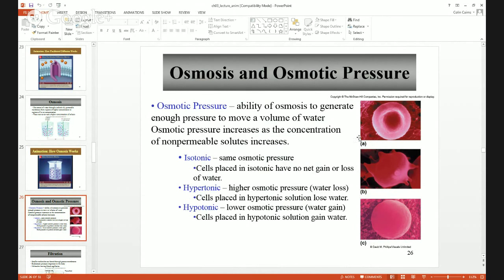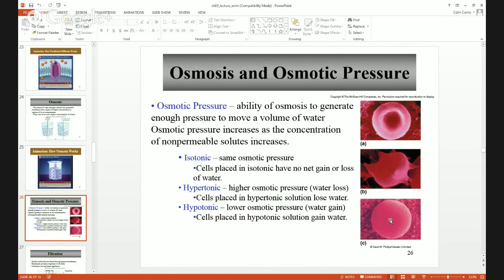So these 3 slides, A, B, and C, illustrate a red blood cell. In the first slide, the cell is placed in isotonic solution, or the same pressure as the cell itself, and has no net gain or loss of water. They will remain the same. If you place a red blood cell in a hypertonic solution where there's lots of solutes, the water from the red blood cell will leave and move to the higher concentration of solutes. So the cell will lose water.